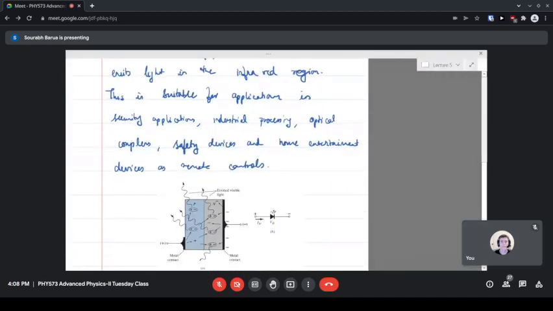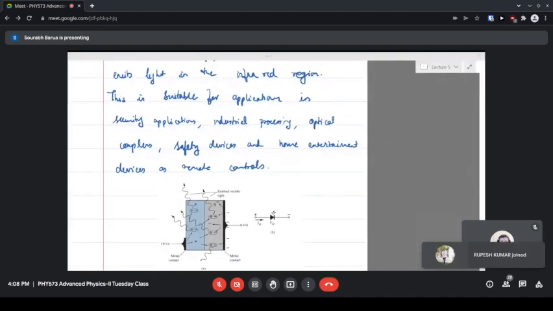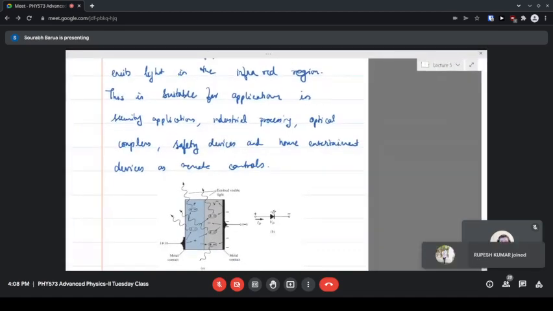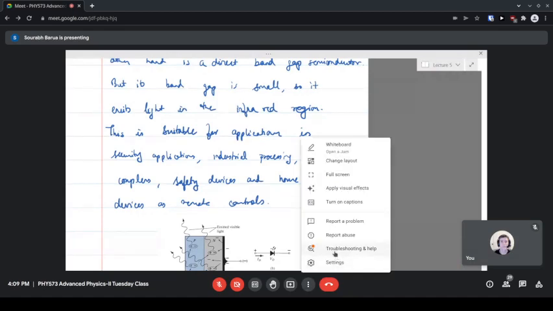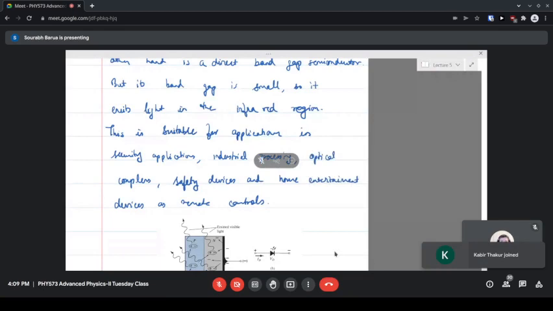Even LEDs which are emitting light in the infrared region can also be useful. For example, as I've written here, they can be used in security applications, industrial processing, as I've shown in counting the number of items on a conveyor belt in a previous lecture on photodetectors. Information is optically sent and received. So a photodetector will receive a light signal coming from an LED.